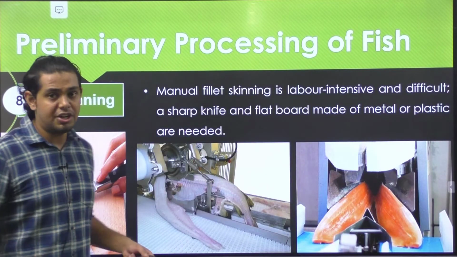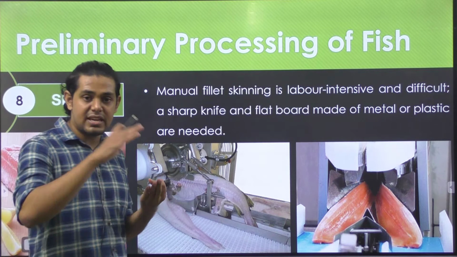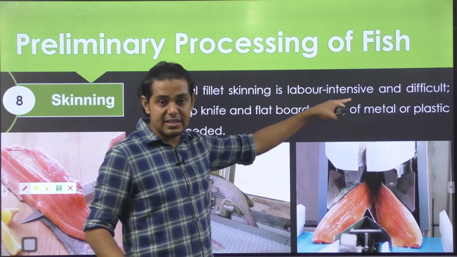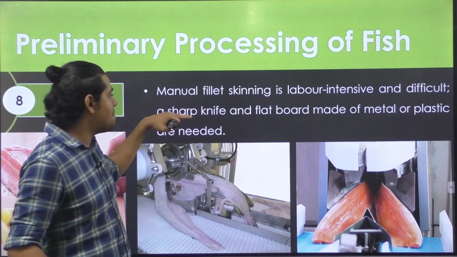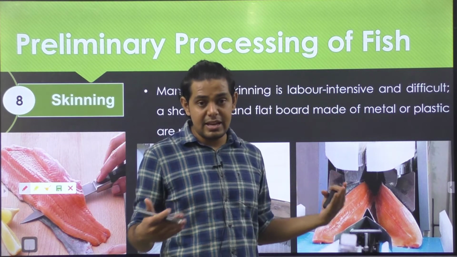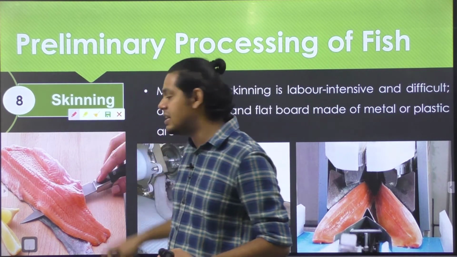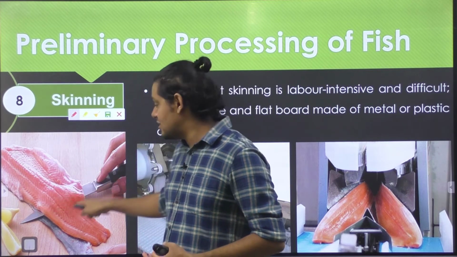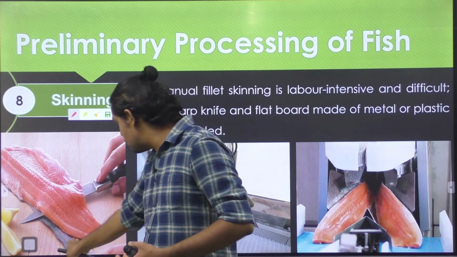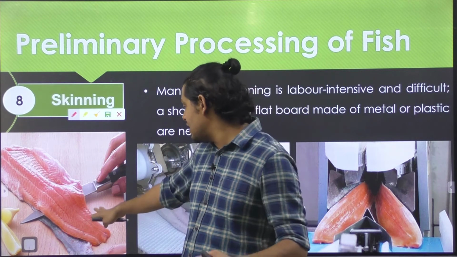The next important unit operation is the skinning process. As I've already told you, skinning is the removal of the skin that might be adhered on the fillets. Skinning of the fillet is labor intensive and difficult because a sharp knife and a flat board made of metal or plastic are needed. If it is manually performed, we need a flat board and a sharp knife. We have to separate the edible portion without the skin, so the skin has to be removed by using the knife.